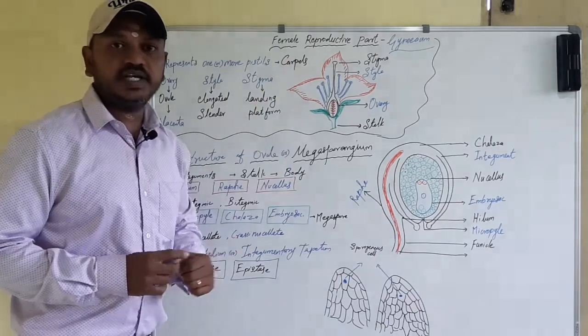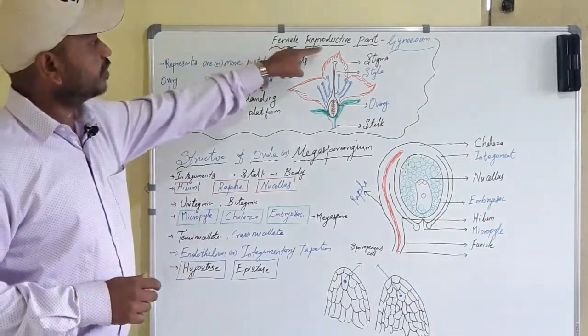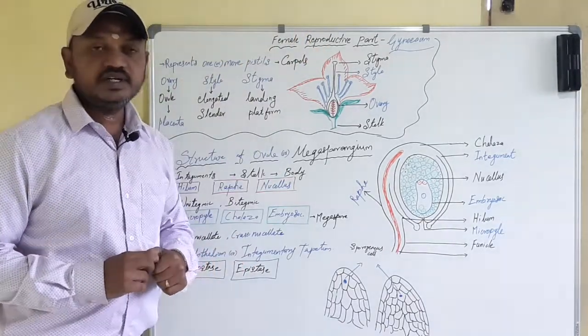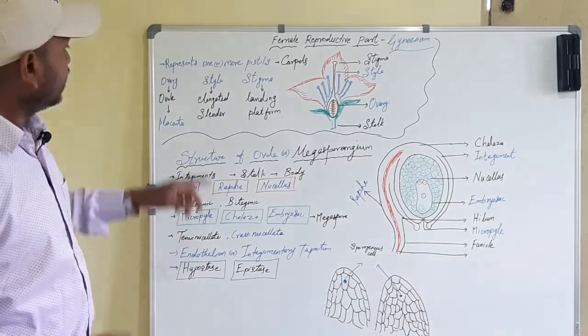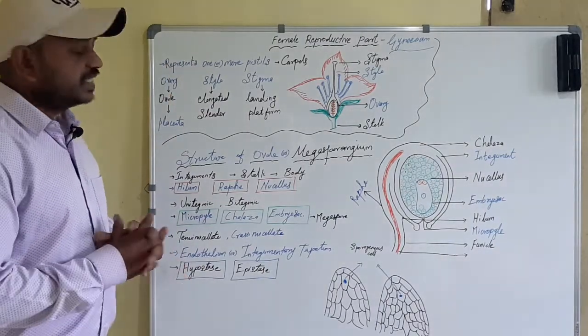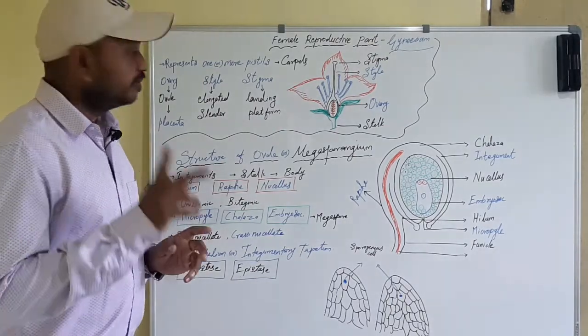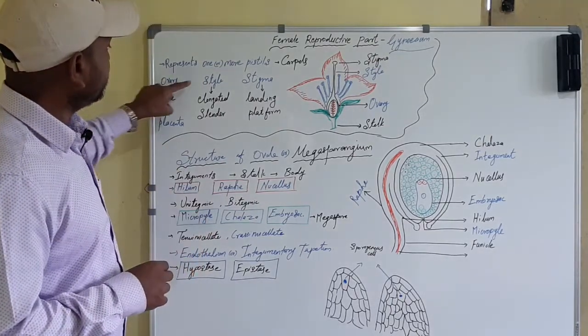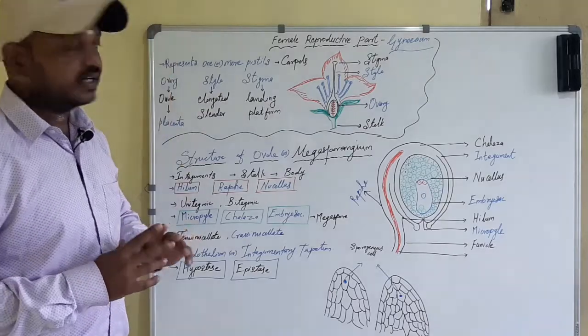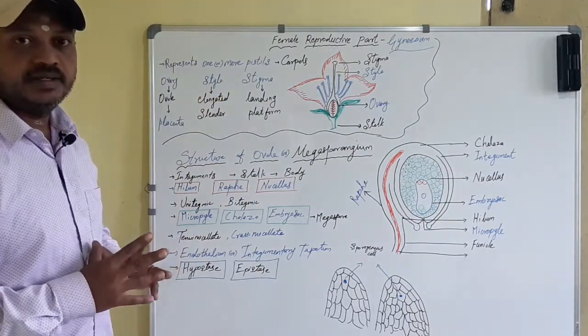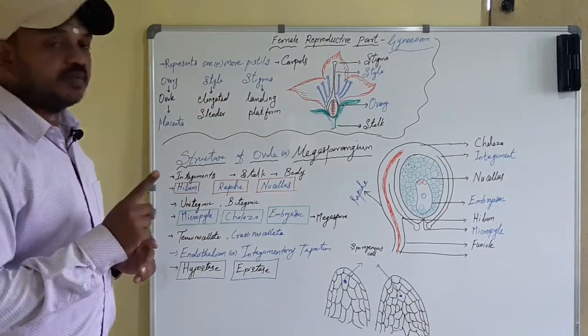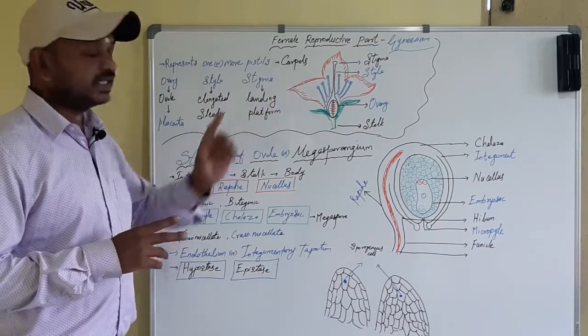Gynoecium. What is gynoecium? It's a female reproductive part. It represents one or more pistils. What is a pistil? Pistil refers to ovary, style and stigma together. Pistil is derived from one or more carpels.